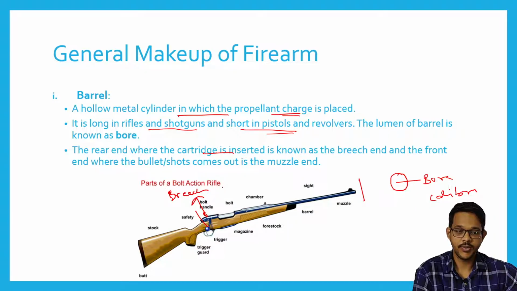So breech loading, breech end. This is called a breech end, where the cartridge is inserted, and the part where the bullet or a shot comes out is called a muzzle end. So two ends are there, muzzle and the breech. Breech is where the cartridge is inserted, and muzzle is where the bullet comes out.